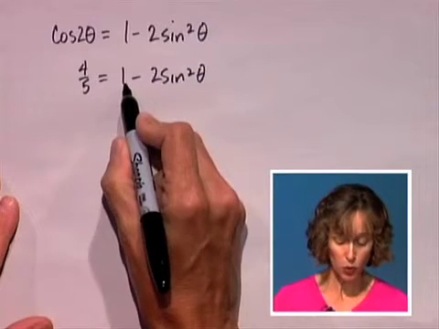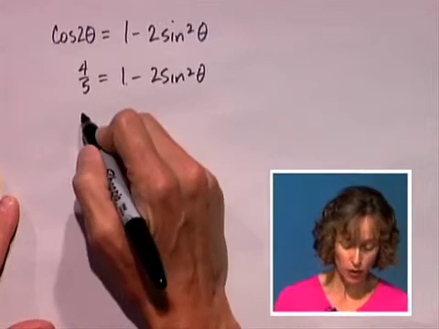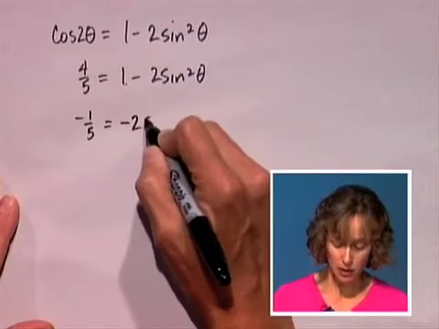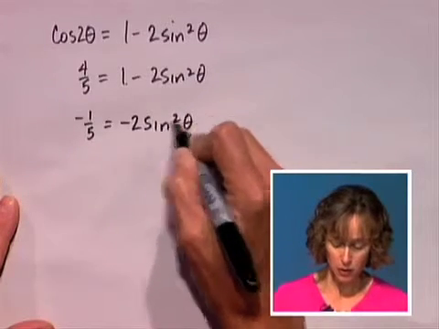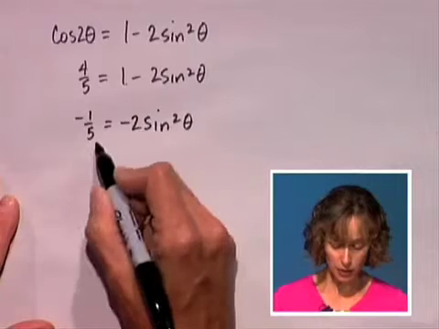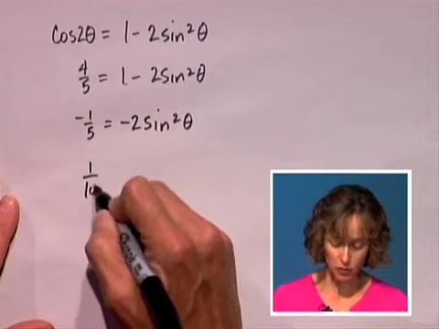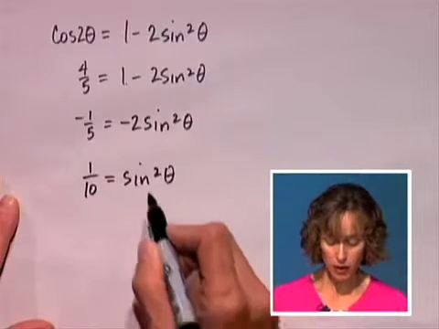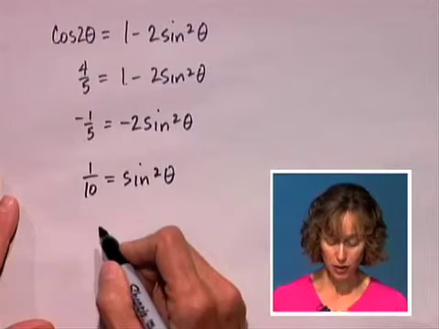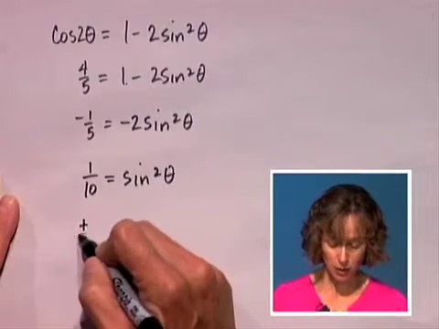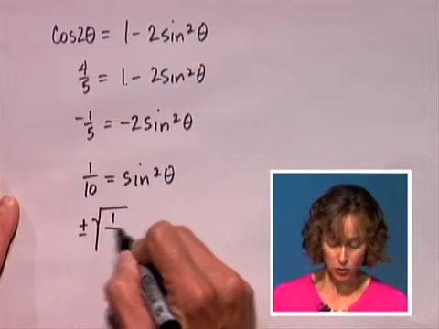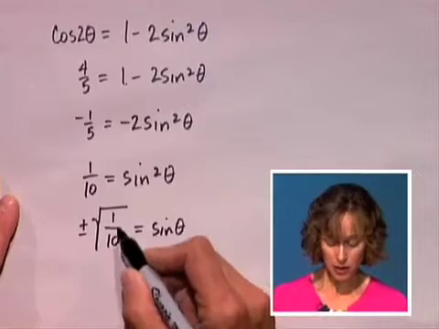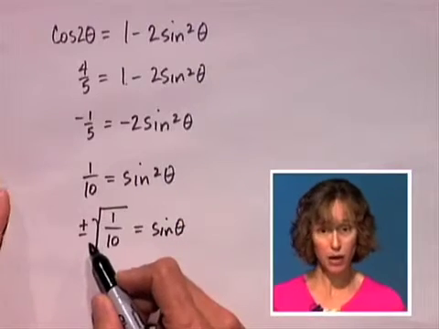I'm going to subtract 1, which is 5/5, from 4/5, which will leave me negative 1/5 is negative 2 sine squared of theta. I'll divide by negative 2 to get positive 1/10 is sine squared of theta. Now I need to take the square root of each side. If I do that, I get plus or minus the square root of 1/10 is sine theta, and I can simplify.